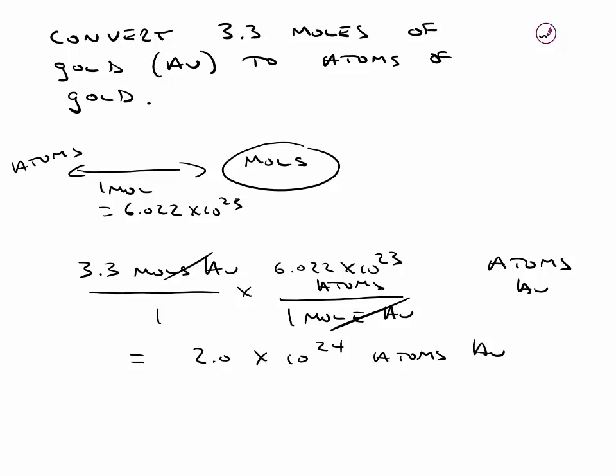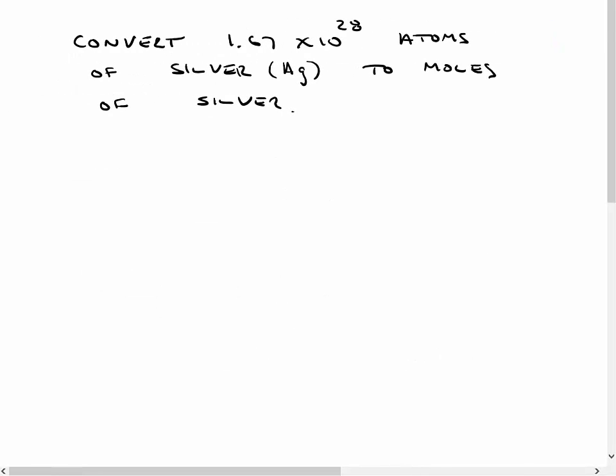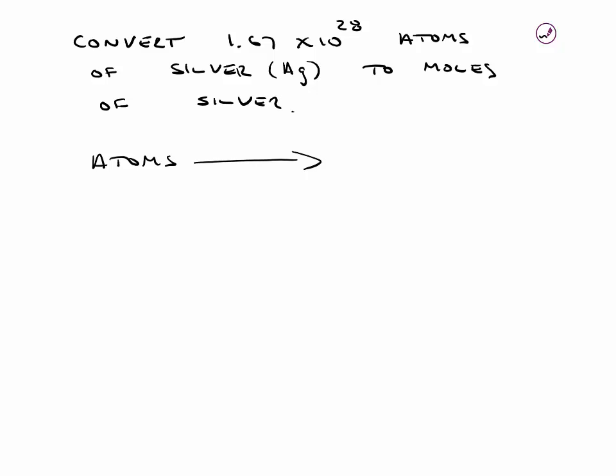We can also go the opposite way, where we start with atoms and end up in moles. For example, I want to convert 1.67 times 10 to the 28th silver atoms, elemental symbol Ag, to moles of silver. So in this case, I'll be starting with atoms, and I'll be going to the moles. I'm still using this relationship we generated previously. 1 mole equals 6.022 times 10 to the 23rd atoms. And it's atoms again because we're talking about elements.